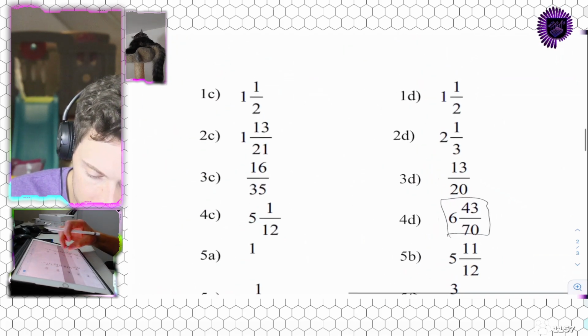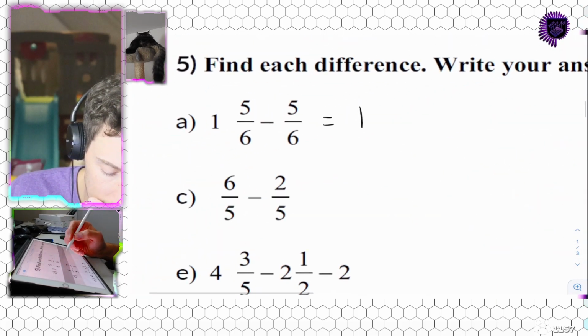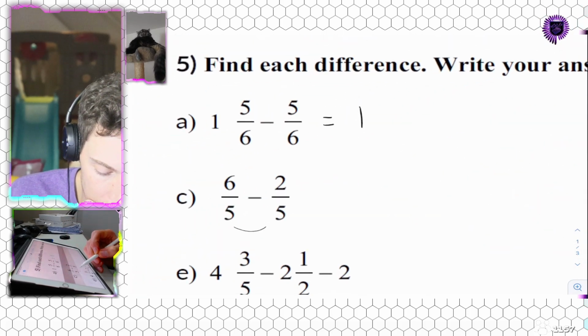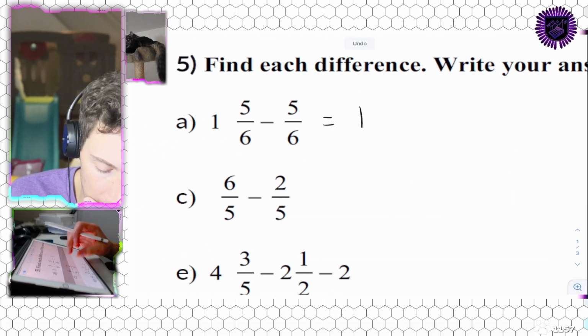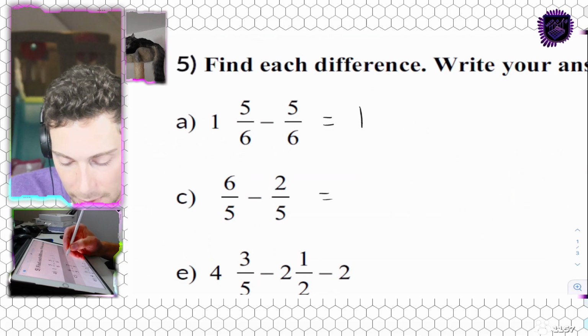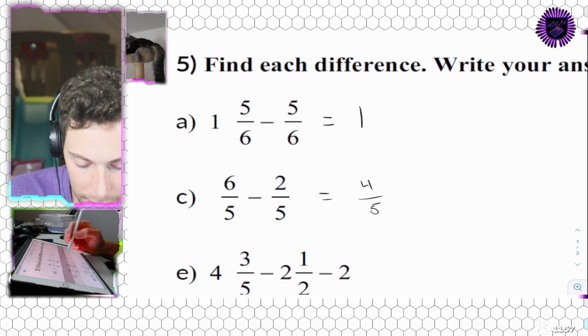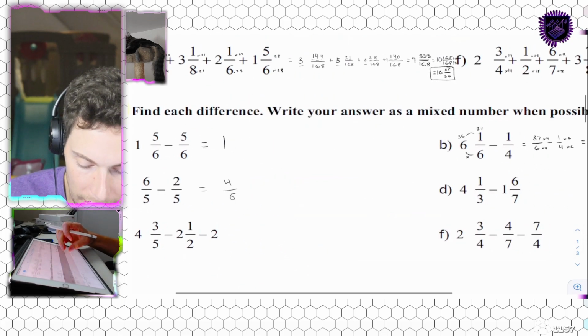All right. Hey, look at this. Same denominators. This is just going to be 4 fifths. Nice when that happens.